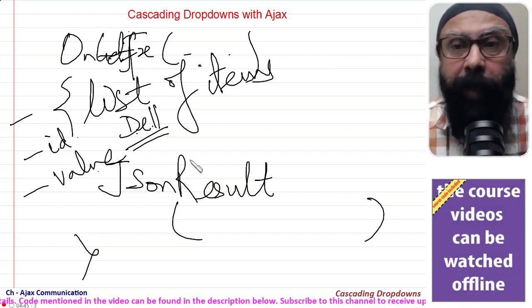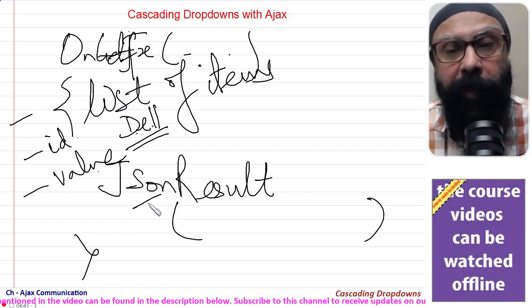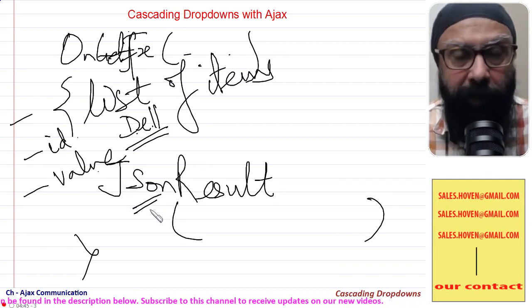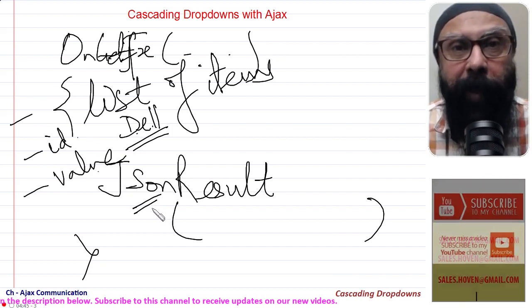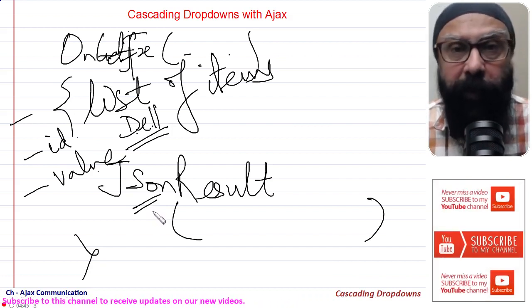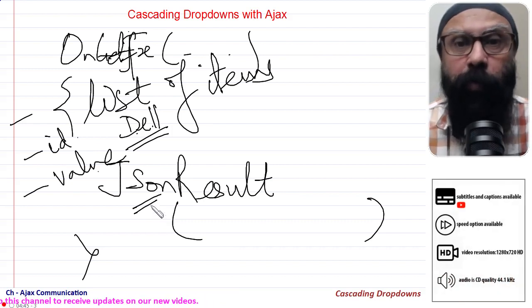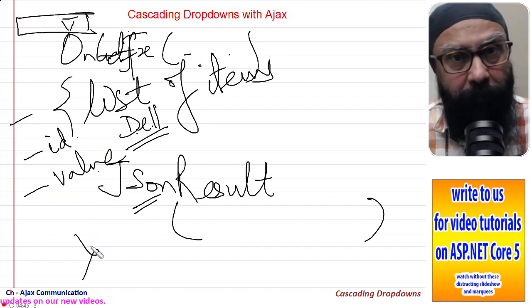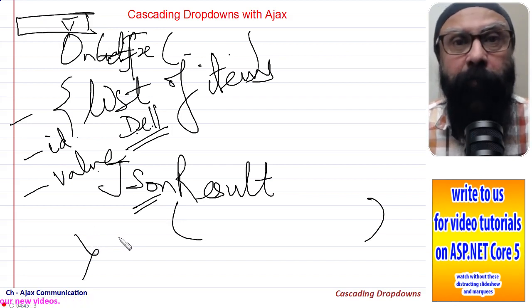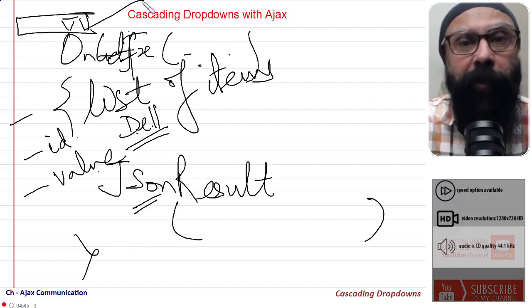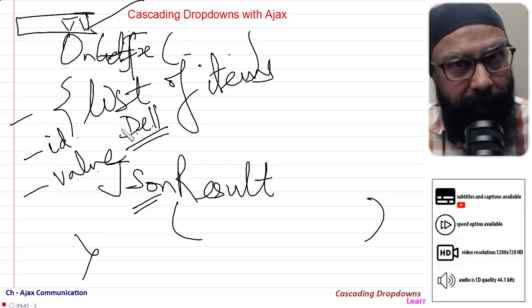So this means that the collection that has to be sent by this JSON result will consist of items that have further properties. Now these properties will be used to create a drop down list on the client side. So this is a collection of complex items, and that collection will be used to fill the drop down on the client side.